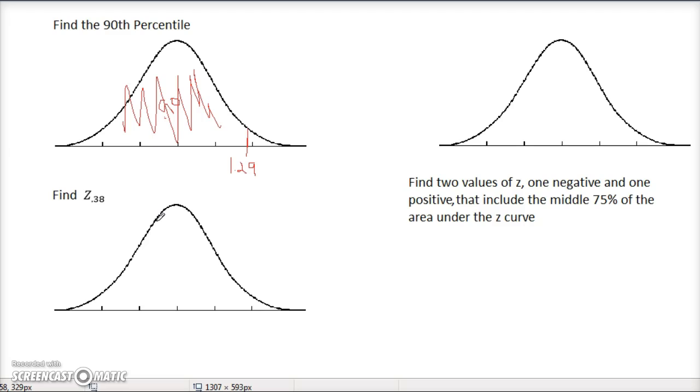Okay. For the second example, it says find the z subscript 0.38. So this means that 38% is to the right of that value. So we're looking for the value of z where 38% is to the right. Now our tables are given, remember, with the amount to the left. So let's draw this first on the plot so we can see. So if it's 38 to the right, we're putting 38 right here, approximately.